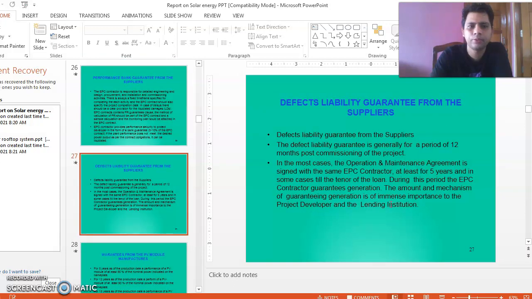Defect liability guarantee from the suppliers. The defect liability guarantee period is generally 12 months post commissioning. That means after the commissioning, for 1 year the defect liability period is there. So the contractor has to do all the work in this guarantee period.